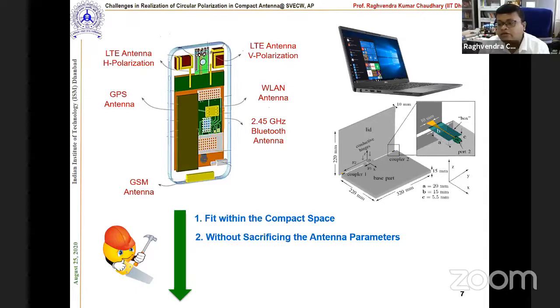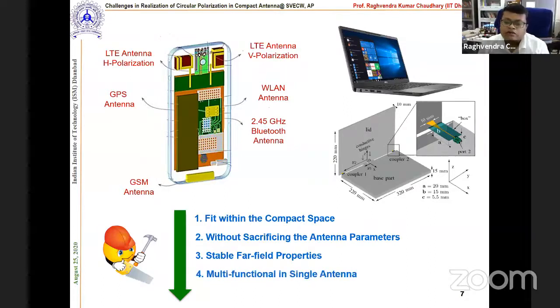And later on, we will be talking about CP, circular polarization, correct. So we need to think about that at the same time. So definitely we're supposed to have stable far field properties, and we should have multifunctionality in a single antenna, correct. And this should be compatible with modern systems. So these are the things we're supposed to keep in our mind. And then after that, you have to incorporate the circular polarization with these kinds of antennas.